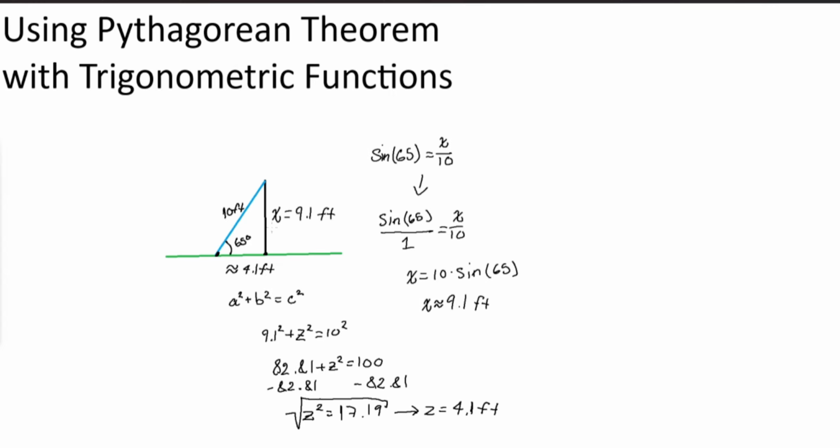So that's how we can use a trigonometric function alongside Pythagorean theorem to easily solve for some missing sides in this little solution. Now, in most situations, you probably wouldn't be doing this, but this is just a simplistic example to show you how you can mix between trigonometric functions and Pythagorean theorem.